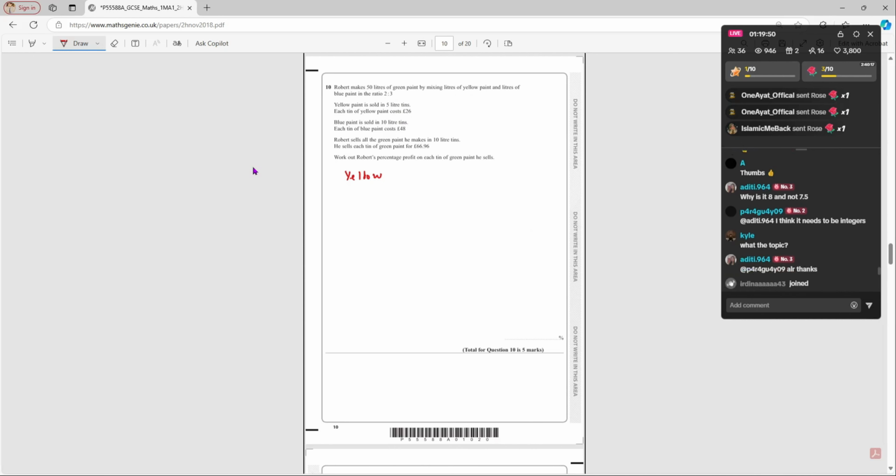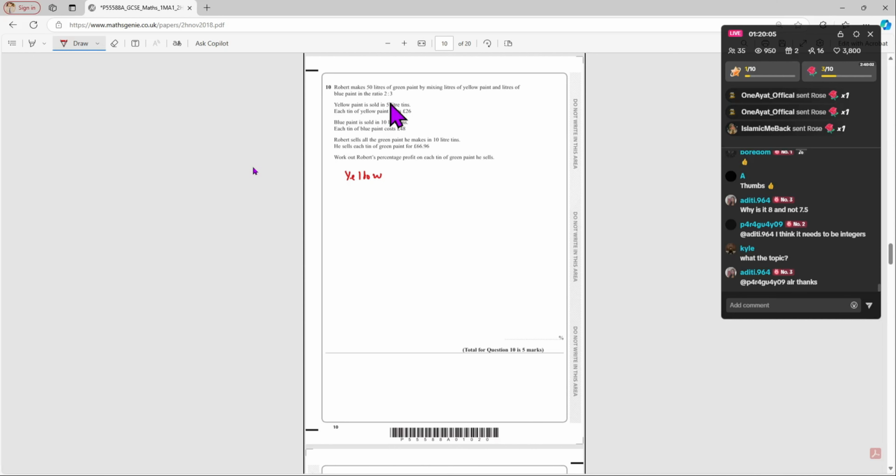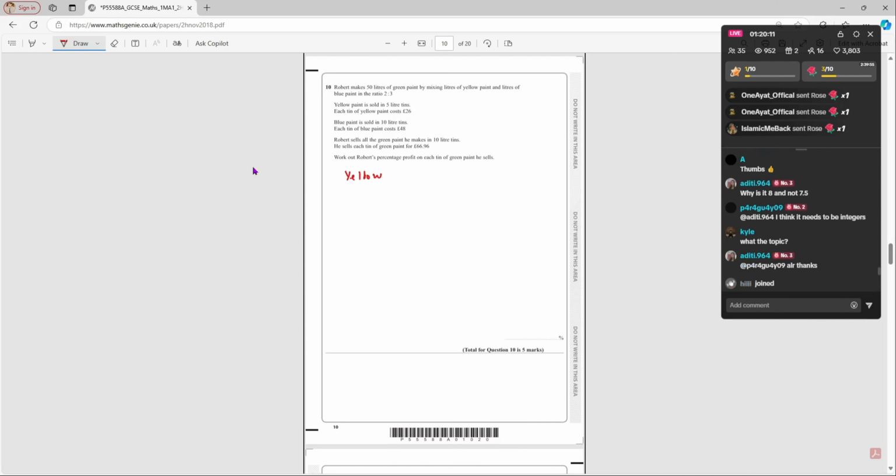So to share it, does anyone know what we do when you have to share 50 liters? Do we convert it to milliliters or something like that? What do we do? Does anyone know? We have to work out how many liters of yellow paint and how much blue paint he needs. Okay, how do we share it?